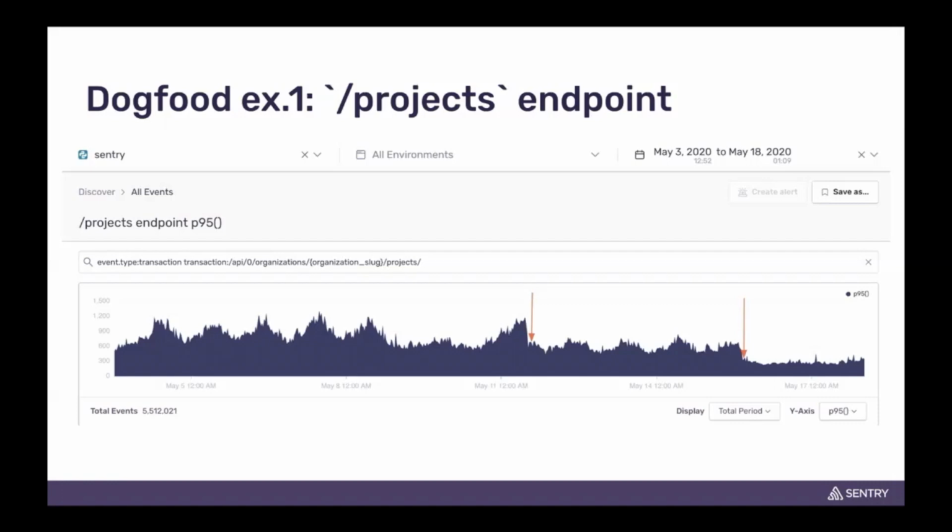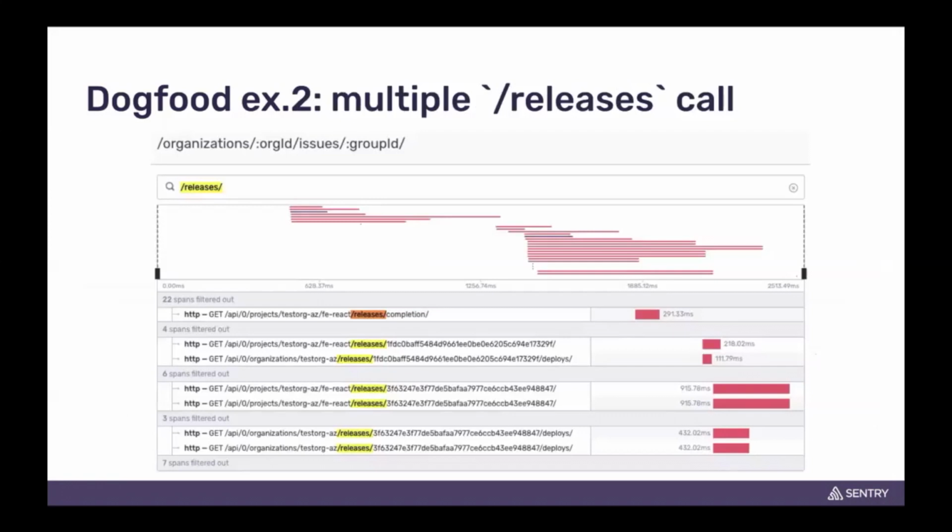So initially we were able to trace this down and optimize the endpoint accordingly. What we ended up doing is batching it as necessary, and we were able to verify the performance improvement here. This next dogfood example I want to go over is very interesting.